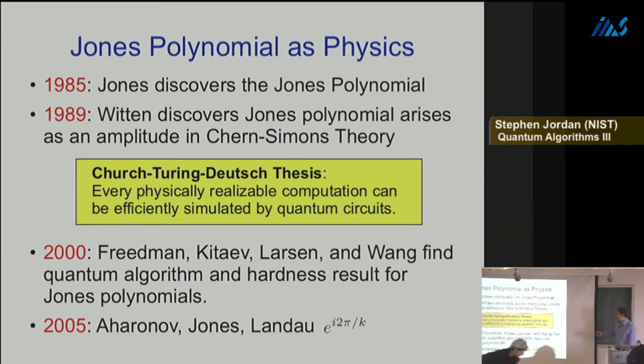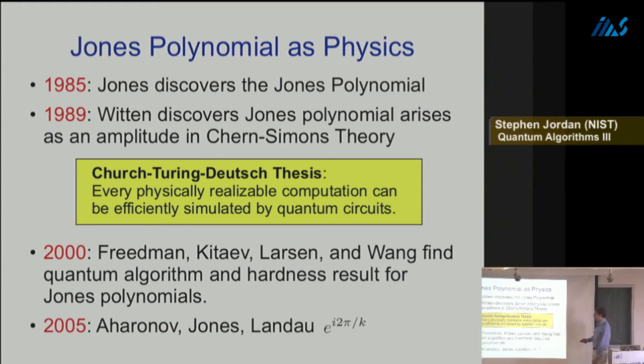And in 1989, Witten showed that the Jones polynomial arises as an amplitude in Chern-Simons theory. This was really considered a very beautiful connection between physics and pure mathematics. I guess the story behind this is that Michael Atiyah somehow figured out that this is probably true, but he couldn't figure out how to prove it. And every time he saw Ed Witten at a conference, he kept pushing at him to try to convince him to prove it, and he eventually did.